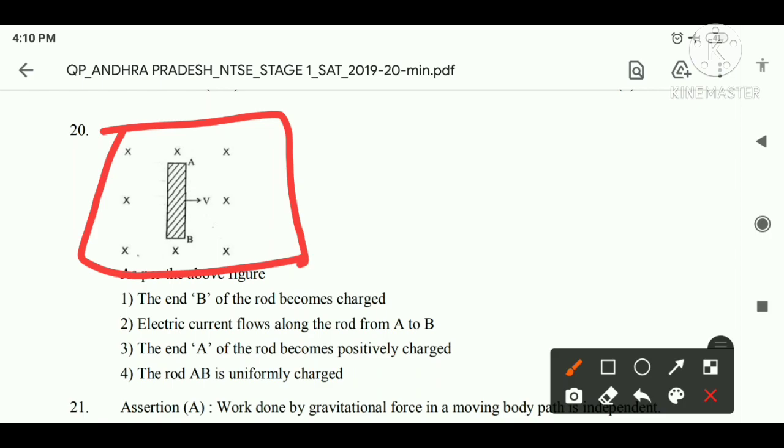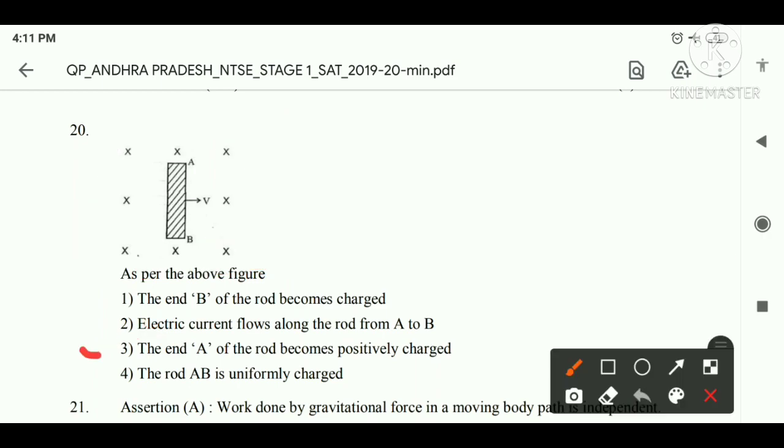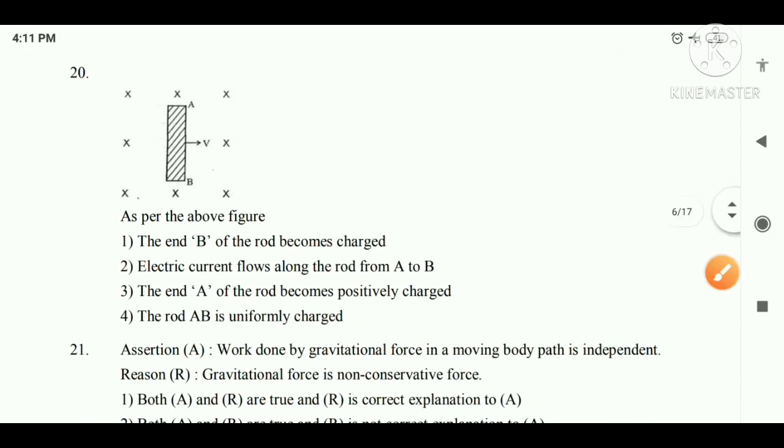Here we use Fleming's right hand rule. In that condition, magnetic force on electrons is towards end B. Here it is, towards B. So end A, this one, will become positively charged. The option third one is the right answer. The end A of the rod becomes positively charged. Now let's go to the next question.